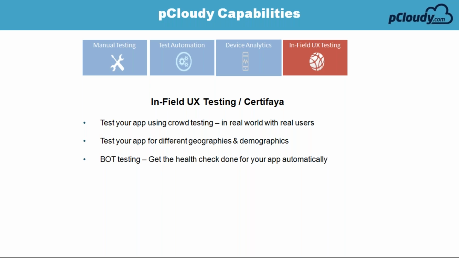At the same time, we are also providing you the CPU, memory, battery, and data consumption analytics, and we will also give you a rating on a scale of 1 to 10 to tell you where exactly you stand as compared to the competitors in your domain, right? So we do the benchmarking there and give you those numbers. So these are all the capabilities we have at pCloudy.